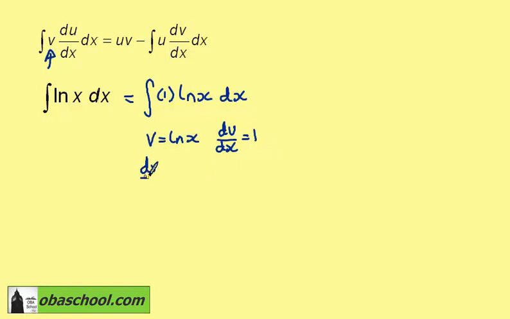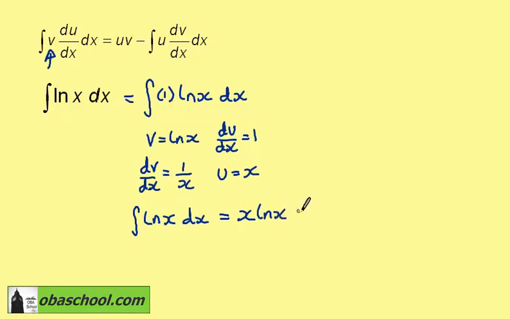If we now differentiate, dv dx is 1 over x, and integrating 1 gives us x. We can now substitute into the formula, so the integral of log x with respect to x is uv, which is x times log x.